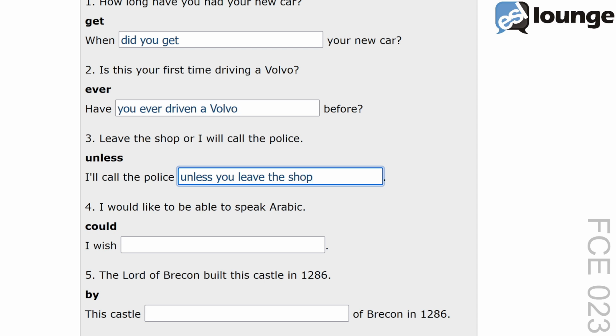The transformation uses unless to indicate a condition that must be met to avoid a certain outcome. Unless you leave the shop maintains the original meaning of leave the shop or. Another example would be, you won't succeed unless you try hard.